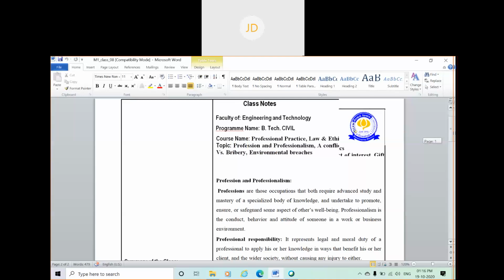So first, you have to understand what is profession and what is professional responsibility. I think it is already discussed in the previous classes. Still, we're going to discuss again for more clarification. Professions are those occupations that require both advanced study and mastery of a specialized body of knowledge and undertake to promote, ensure, and safeguard some aspect of others' well-being. So in the definition of profession, the main purpose is common: to promote, ensure, and safeguard others' well-being.